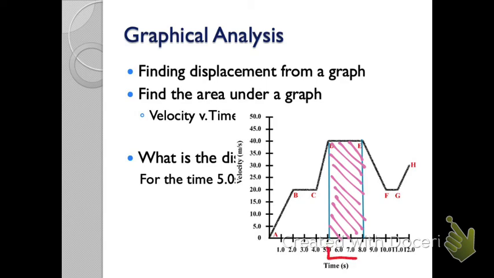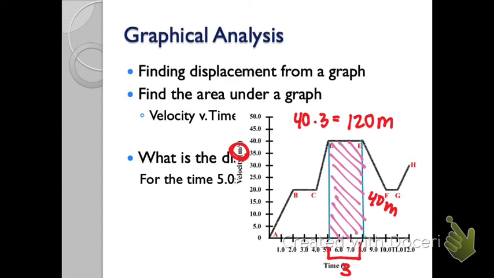So this would be 3 seconds. This would be 40 meters. So I'm going to multiply those together. 40 times 3 gives me 120 meters. I know it's meters because my velocity is measured in meters per second. So I know my displacement is going to come out in meters.